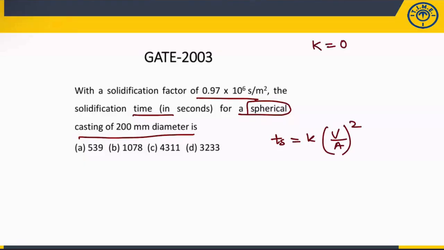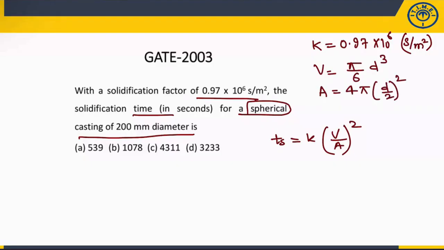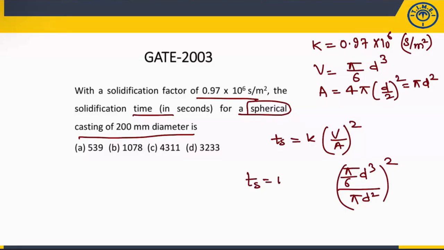The K value they have mentioned as 0.97 into 10 to the power of 6 s per meter square. Fine. For V by A, what is the volume of a sphere? 4 by 3 pi r cube, or you can write it as pi by 6 d cube. What is the area? The surface area of a sphere is 4 pi r square, so in terms of d, it will become pi d square. Now the volume by area ratio is pi by 6 d cube divided by pi d square, and the K value is, let me write this K value, 0.97 10 to the power of 6.